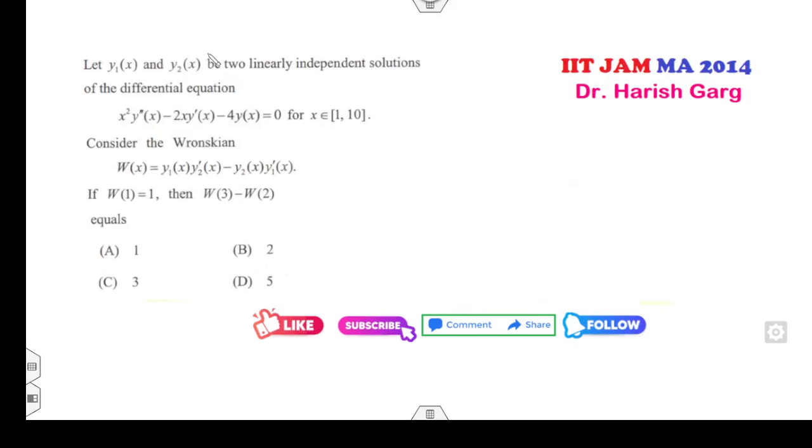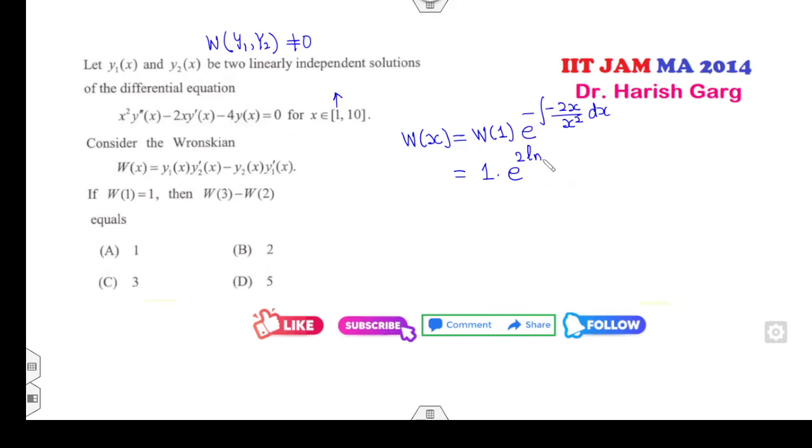y1 and y2 are LI. Once they are LI, that means the Wronskian is non-zero. Then you can see the Wronskian at 1 is given, so I can start with the Wronskian at the point 1, e raised to power, because 1 is my lower limit. Fine. The coefficient of y dash is minus 2x divided by x square. So the Wronskian at x is e raised to power 2 ln of x. The answer is x square.